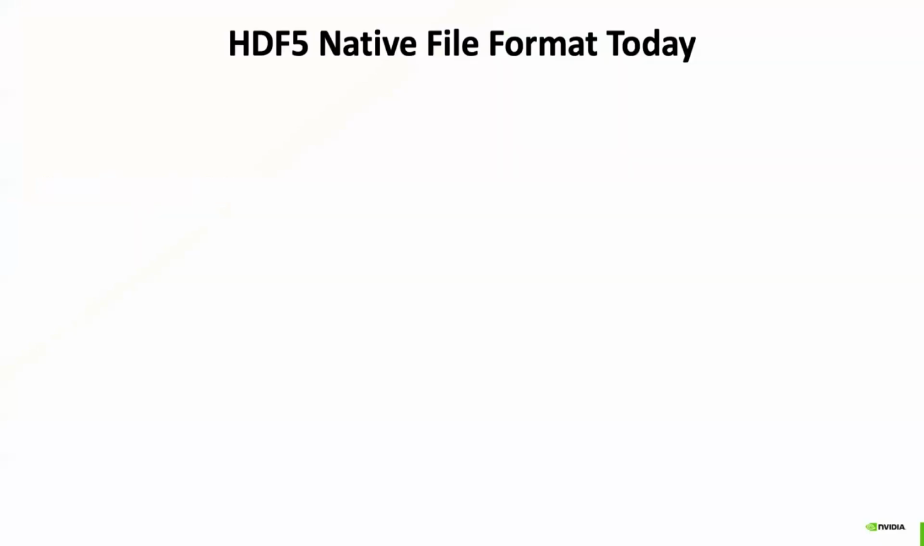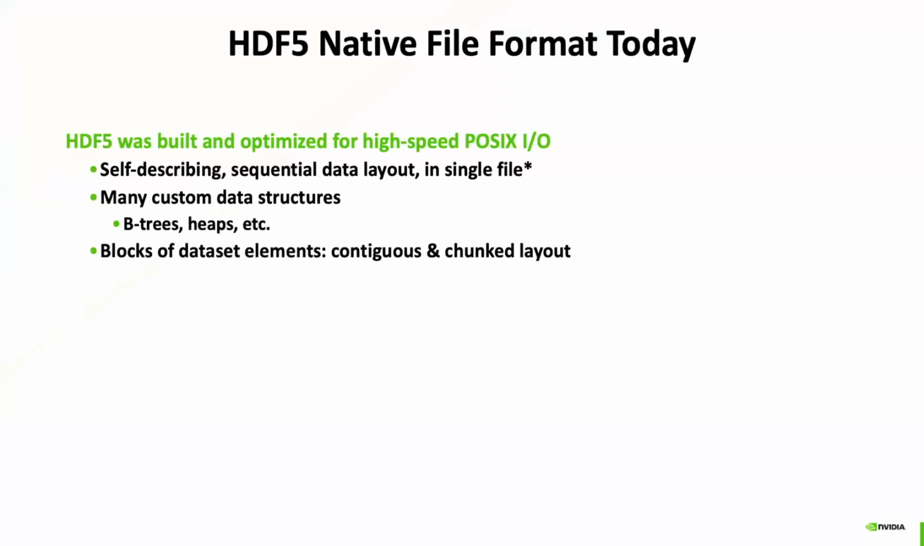So the HDF5 file format today was built and optimized primarily for high-speed POSIX I/O. It's self-describing, and it lays things out sequentially, byte by byte in the file. Asterisk on a single file: yes, we've toyed with other mechanisms, like split files, multi-files, and subfiling. But fundamentally, the whole native VOL connector thinks about things as a giant serial file and how to make that work. We wrote lots of custom code for file data structures, right?